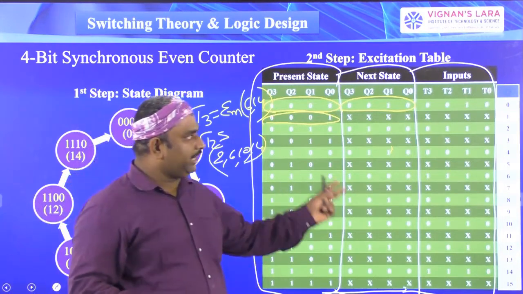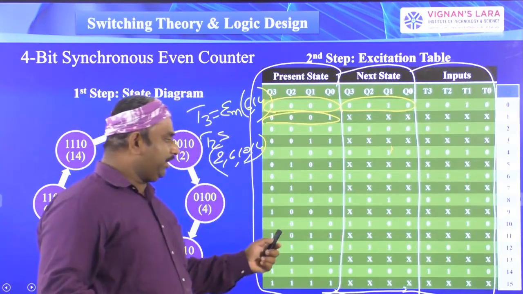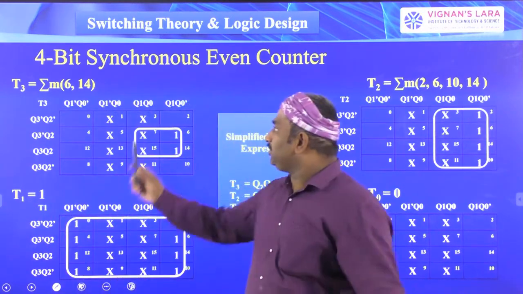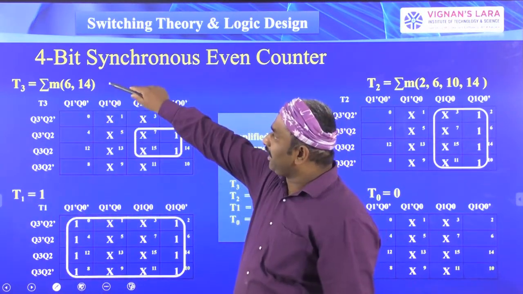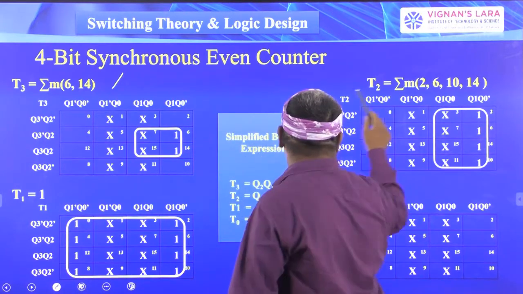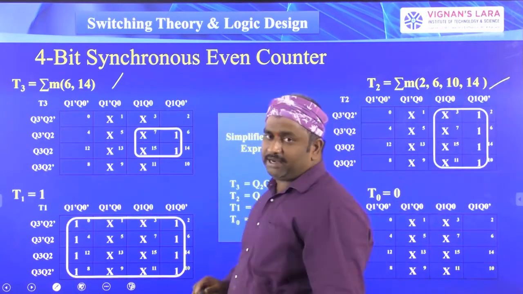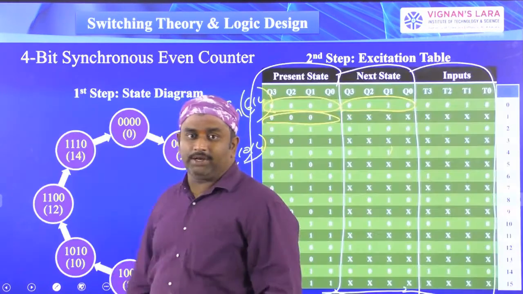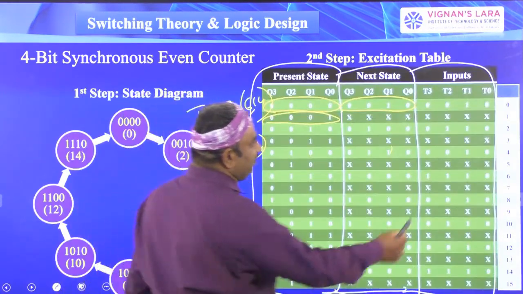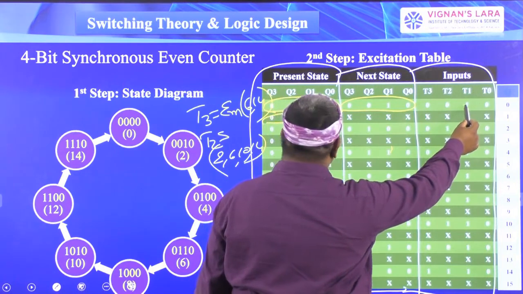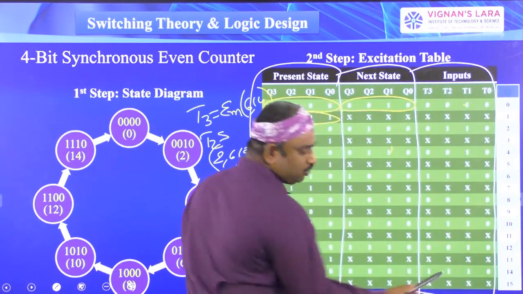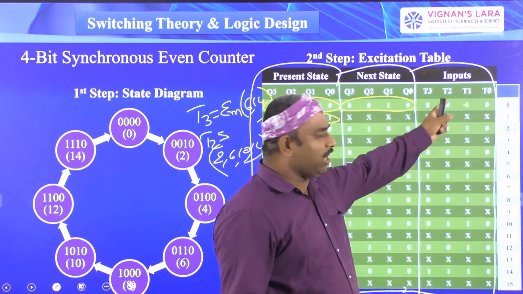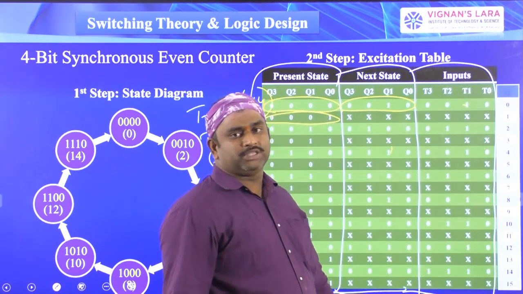Like that, you have to write T1 and T0. I have written them on the next slide. See here, these are the functions. T3 is equal to 6, 14, that I have written here. Next, T2 is equal to 2, 6, 10, 14, I have written here. What is the function for T1? You see here, almost all are 1; there is no 0. Either 1 is there or a don't care symbol is there. That is, almost all the outputs are 1.